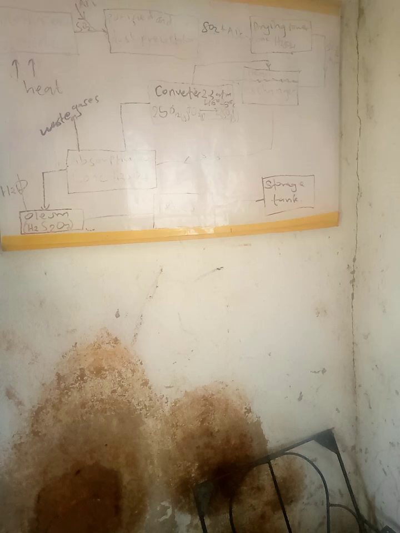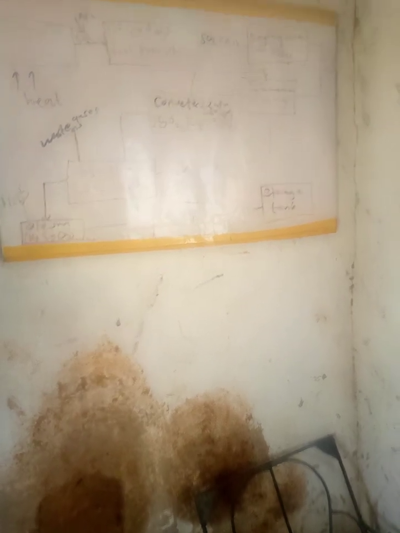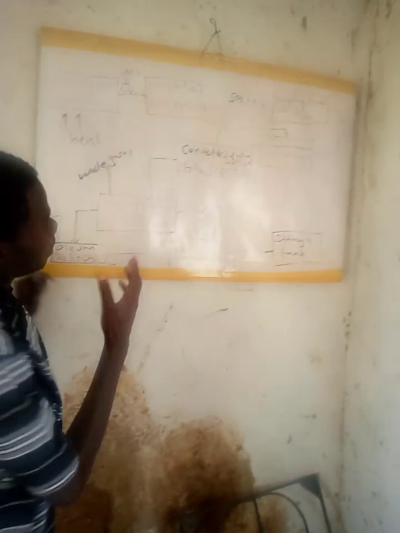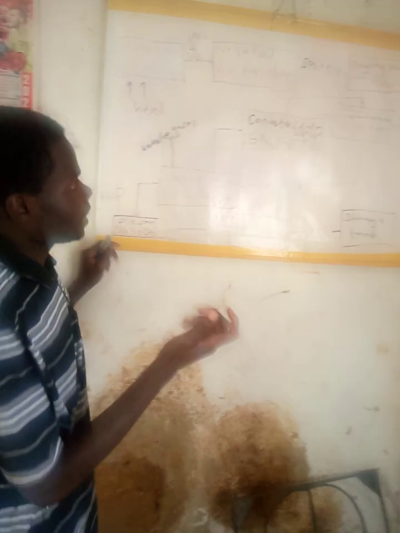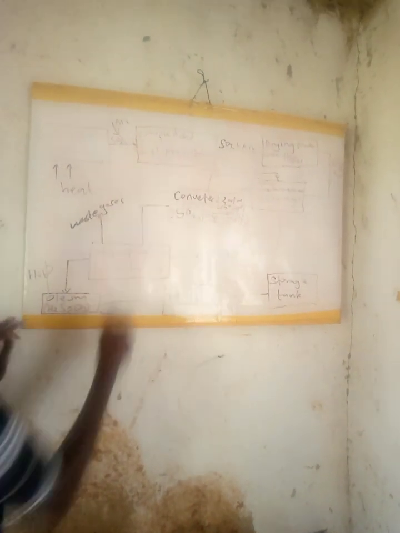So we have two catalysts that you can use. You have vanadium 5 oxide, then you have platinum. You can use either vanadium 5 oxide or platinum as the catalyst at this point, or in the converter you can use platinum catalyst or vanadium 5 oxide.